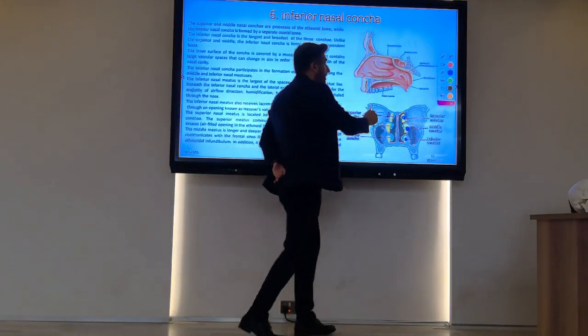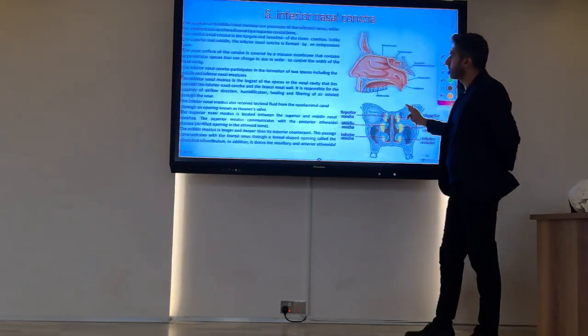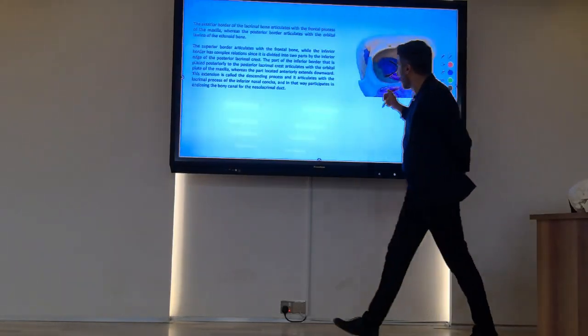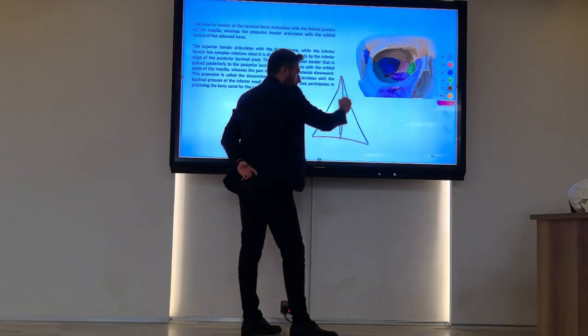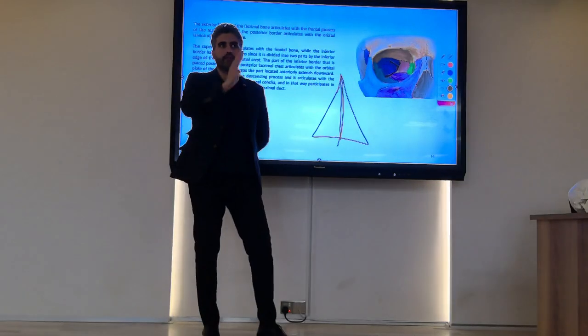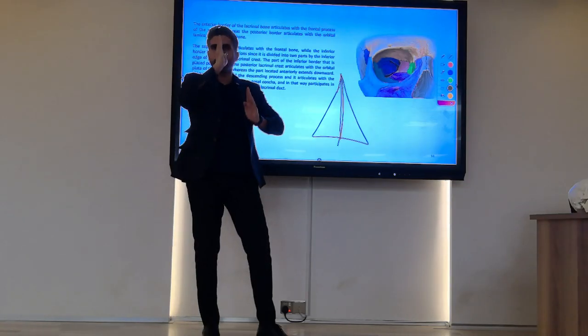When you see the nose from anterior view, this is the nasal septum, separating the right side and left side. We have the vomer. We have the perpendicular plate of the ethmoid. We have other bones, and cartilage, the septum.